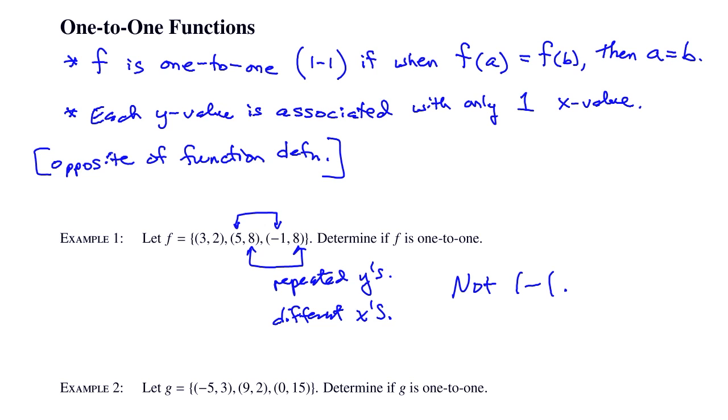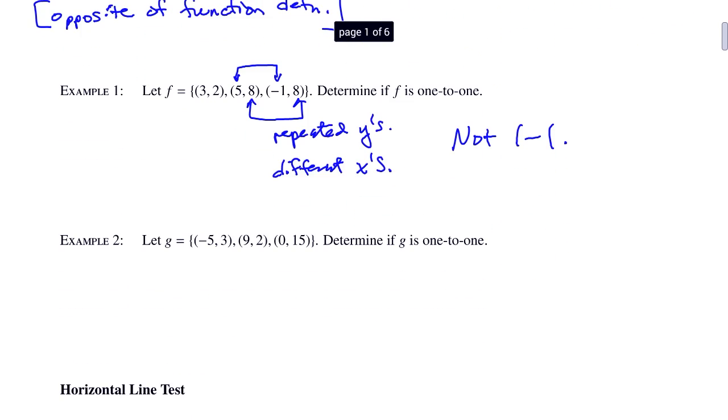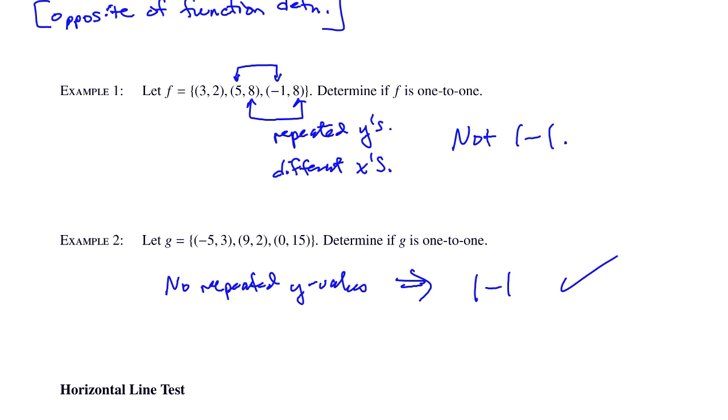The definition of one-to-one is that if you have a y value repeated, then the x values must be repeated. These x values are different, so it's not one-to-one. Let's look at example 2. G is equal to (-5, 3), (9, 2), and (0, 15). Is G one-to-one? First you check to see if any of the y values repeat. They do not. So no repeated y values, we're good to go. That's one-to-one.